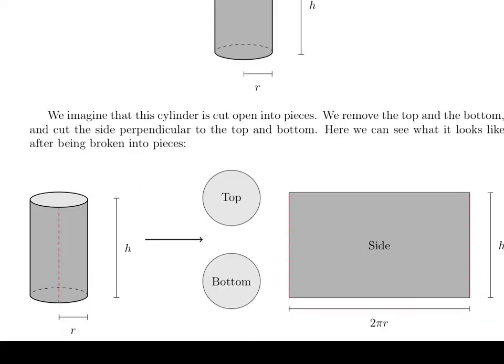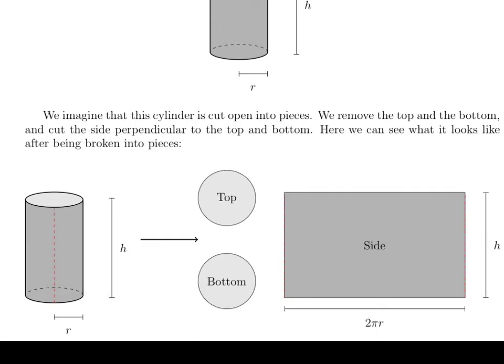So we remove the top and the bottom, and then after we do that, we cut along this line. So the line that we're thinking about is here along the side of the can. We cut there, we slice it, and then we unfurl it and lay it flat. And then we end up with this rectangular slab here.